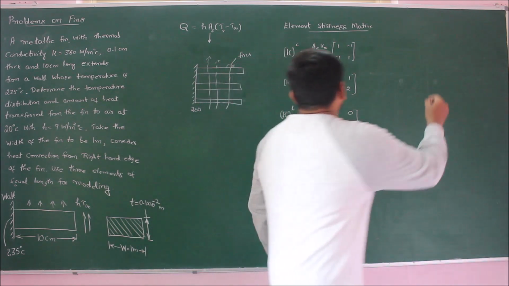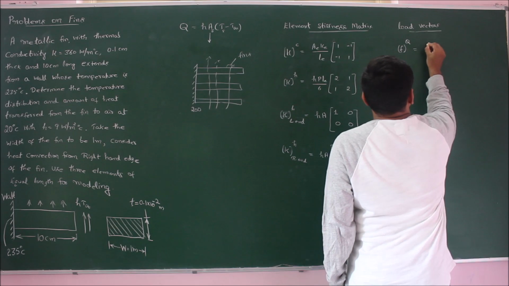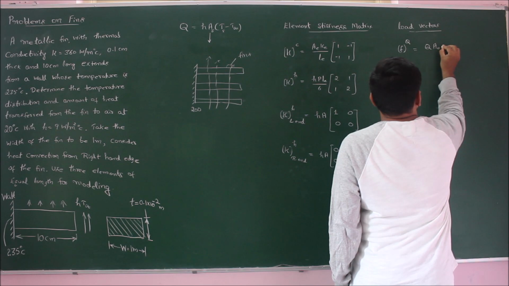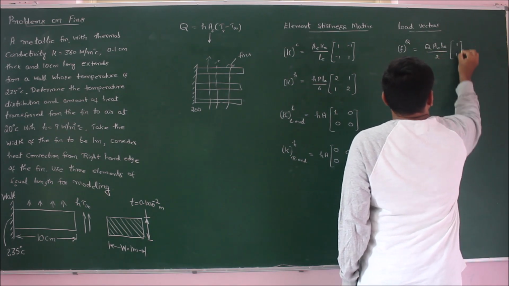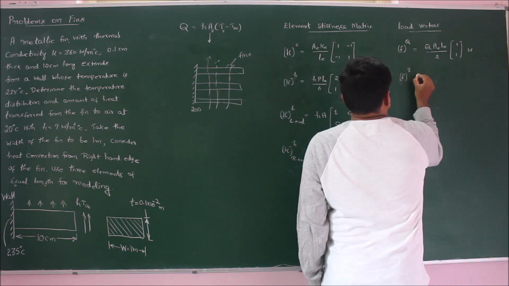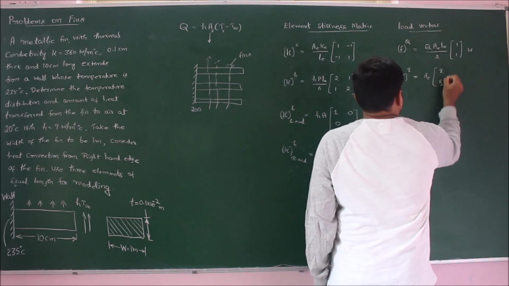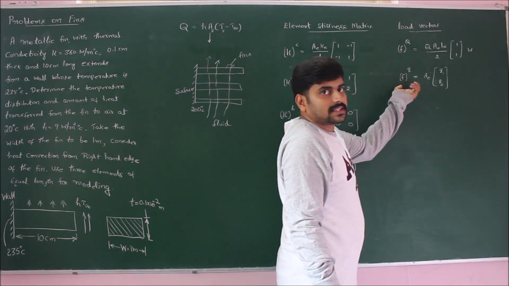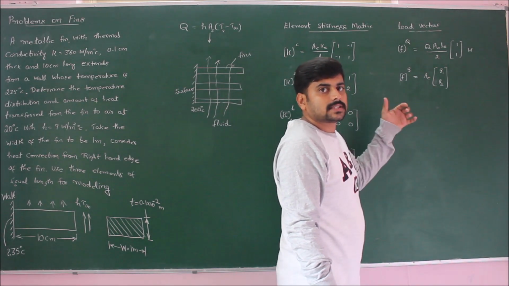Coming to the load vectors, you should know the load vector due to internal heat generation. If heat generation is Q watt per meter cube, the formula is given by Q times area of the element times length of the element divided by 2, times the vector [1; 1]. Unit is watts. The second load vector to be known is the load vector due to heat flux, which is given by area of the element times q times the vector [1; 2]. One important point to be noted in the load vector due to heat flux is that heat added to the system is taken as positive, whereas heat moving out of the system is considered to be negative.